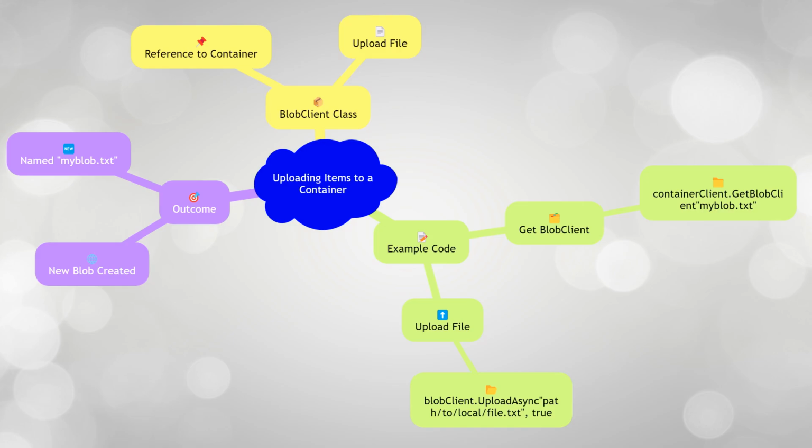Uploading items or blobs to a container involves using the BlobClient class. First, you need to get a reference to the container where you want to upload the blob. Then you can use the blob client to upload the file. For example, blobClient equals containerClient.GetBlobClient my-blob.txt. Await blobClient.UploadAsync path/to/local/file.txt true. This code uploads a local file to the specified container, creating a new blob named my-blob.txt.